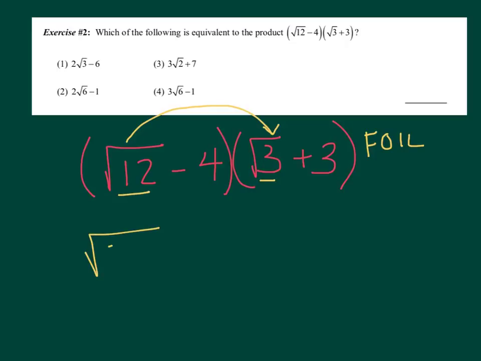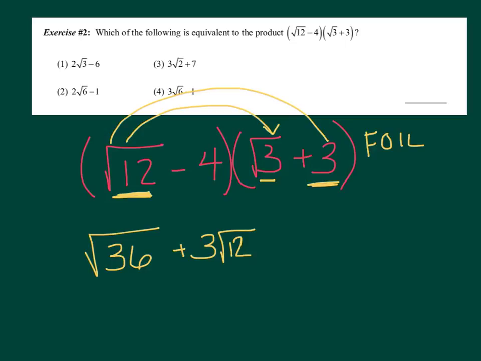So that gets me radical 36. My outsides, notice this guy is inside a radical and this guy's outside. You cannot put them together. So we're just going to say that's 3 times radical 12. That's all we can do. My insides, the 4 is not in a radical, but the 3 is, so they don't go together, so just minus 4 radical 3. And then lastly, my last are going to get me a minus 12.